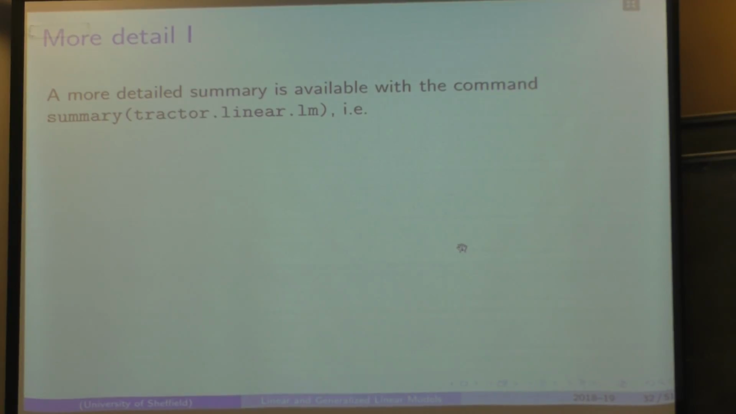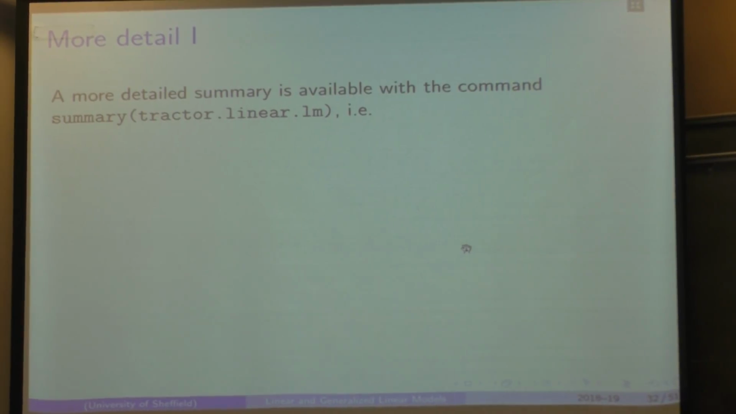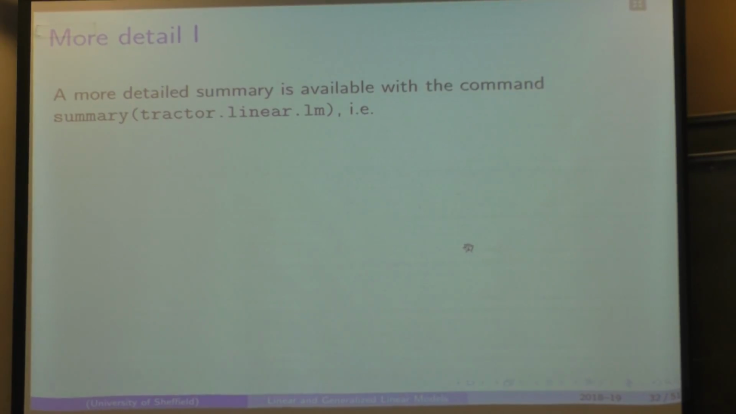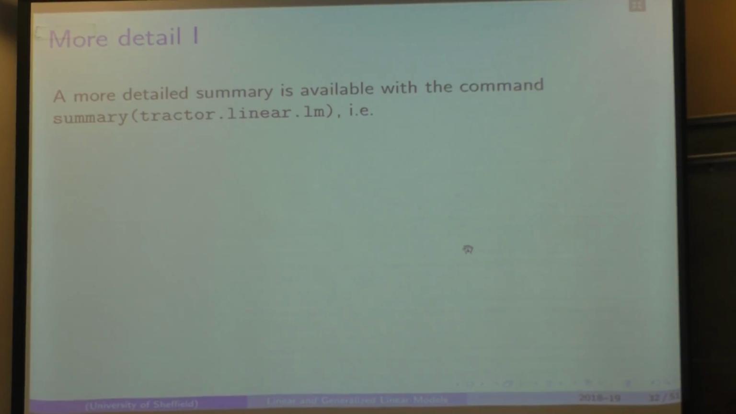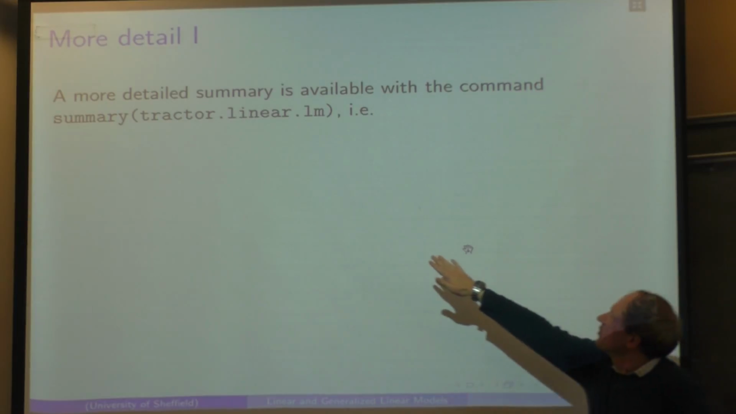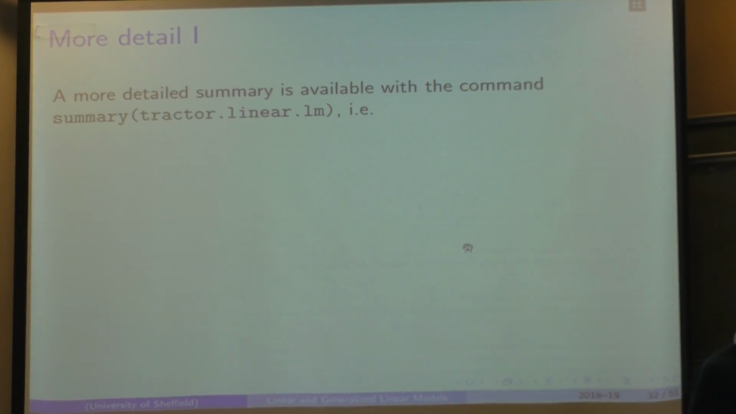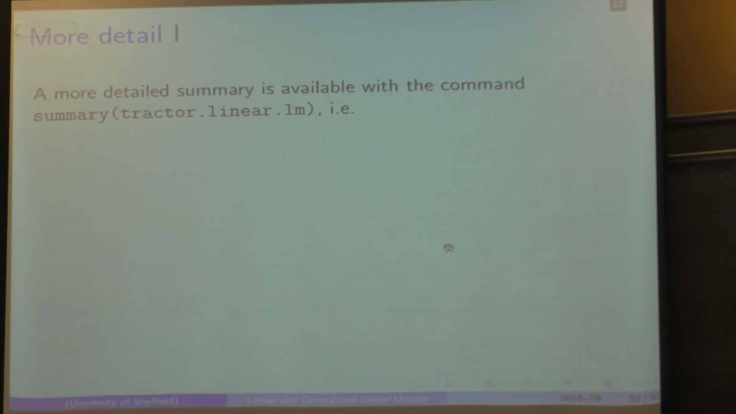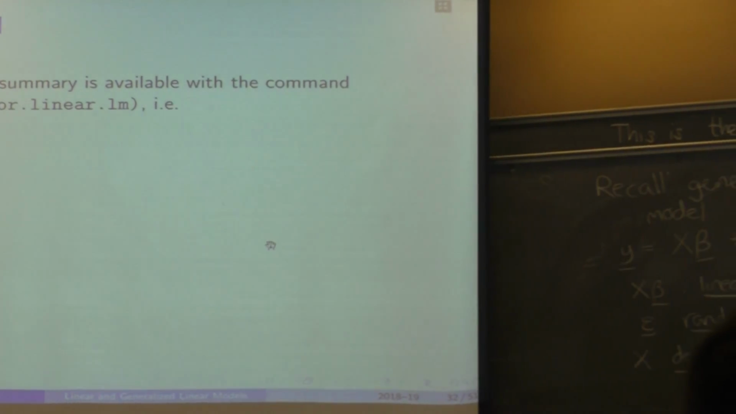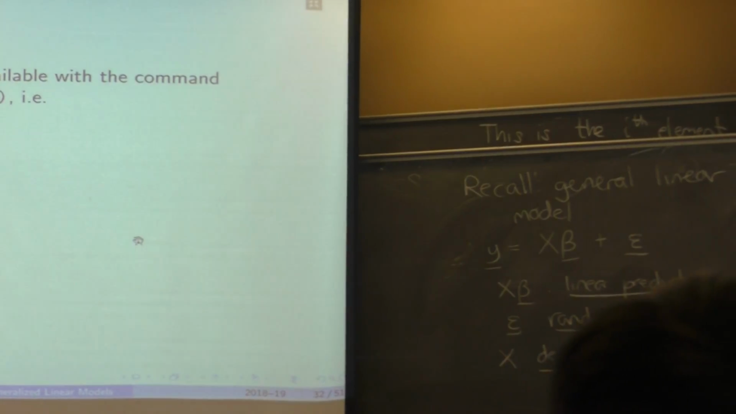Okay, so that was a pretty minimal summary of what R had fitted in the model. Now it turns out that the command summary, applying summary to, again, the name that we gave the R object that was created when we ran the model, gives more detailed output. It might seem a little bit odd that just typing the name of the object itself gives a minimal summary, and summary gives you more data, but that's how it works.